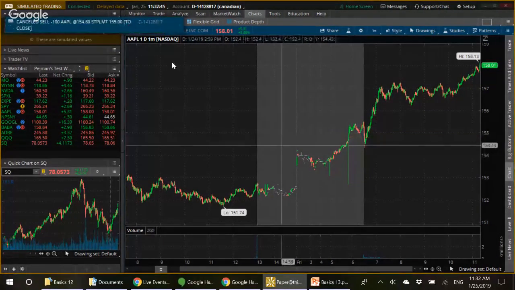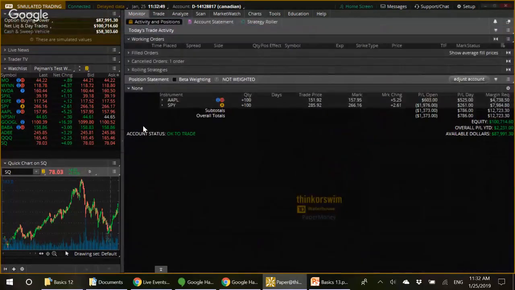So I'm going to cancel this order and close this. I'm going to go to Monitor. I have here $87,000 in option buying power, and basically buying power. My option buying power is my cash. I want to find a relatively cheap stock so that I can buy 1,000 shares of it, or maybe 5,000, maybe 10,000. So I'm looking around.